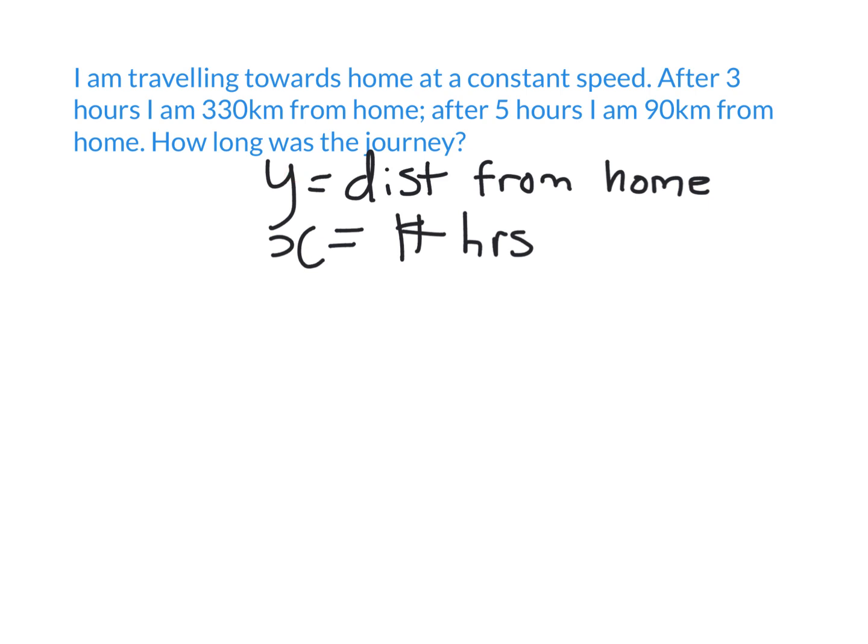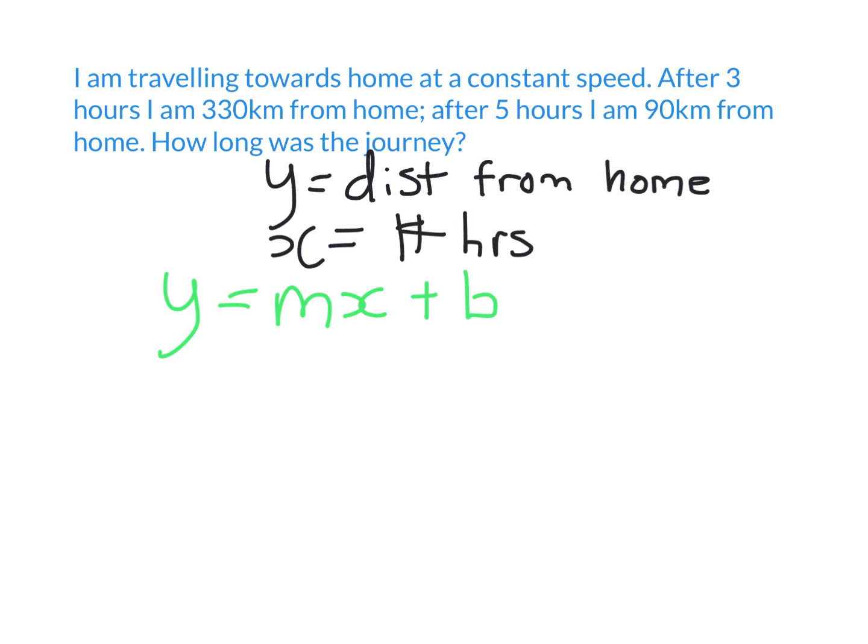Now, the relationship between these two variables is linear because the speed is constant. So the distance from home is decreasing at the same rate. Each additional hour you drive decreases the distance from home by the same amount. So when you have a constant gradient, speed, then the relationship between x and y is linear. So that means the equation can be written in the form y equals mx plus b. So let's find m and let's find b.